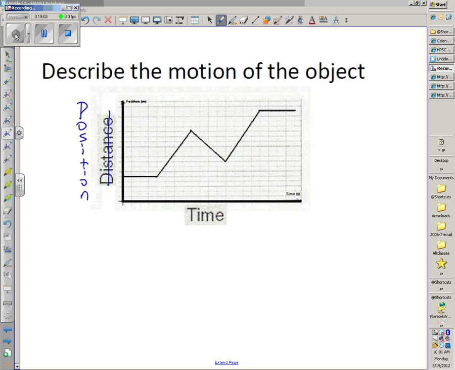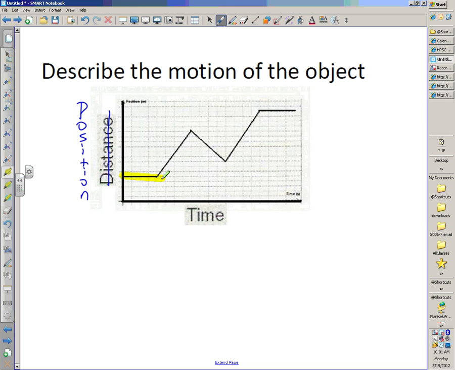Alright, let's discuss. Kirsten, how does this object start? Starts at rest. Kirsten, why is that beginning yellow section representing something at rest? And you know that because what's on the y-axis of this graph? Position, right? And is the position changing? It is not.